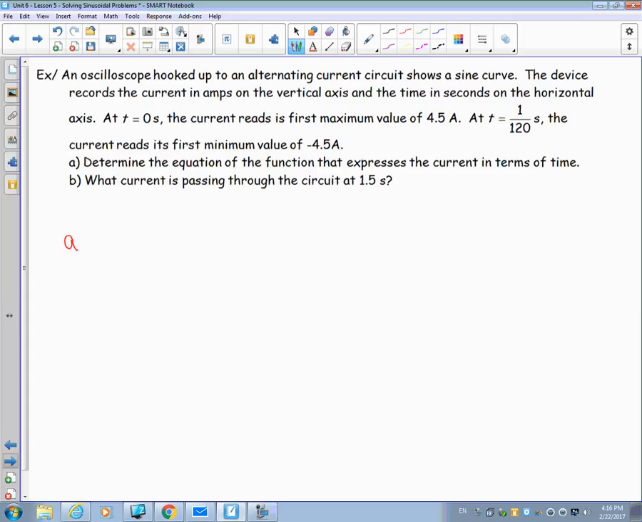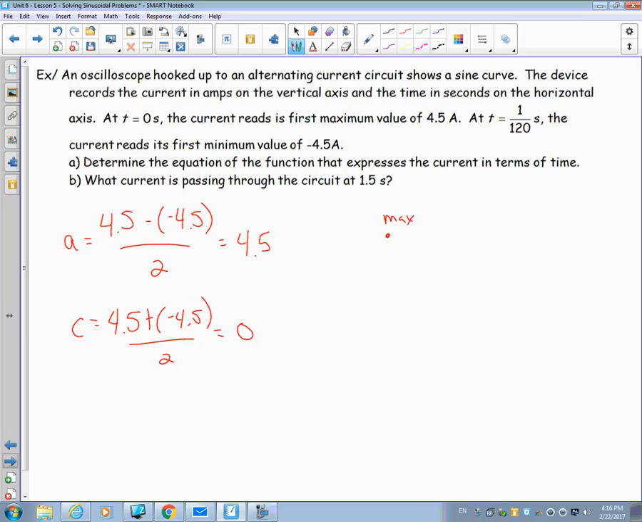So what do we got? We got maximums. We got minimum. Well, together that gives us our A value, right? 4.5. We can also do the same thing for C. And the nice thing with these two is they'll cancel each other out, and we'll get 0. We know that the first maximum is at 0 and the first minimum is at 1/120th of a second. Actually, it's a negative, so it's probably more accurate here.